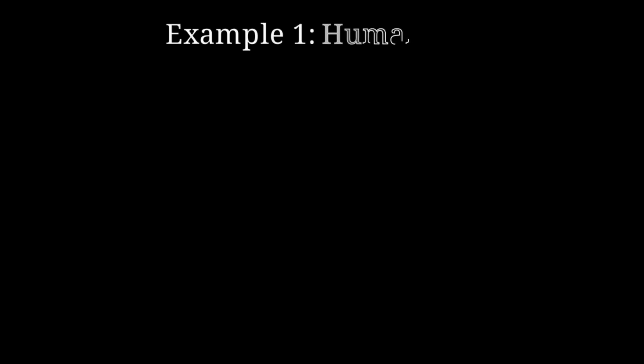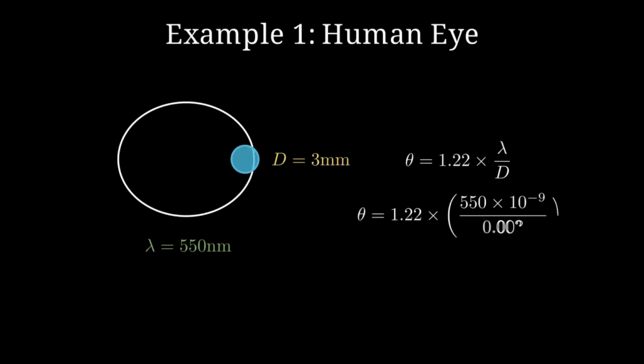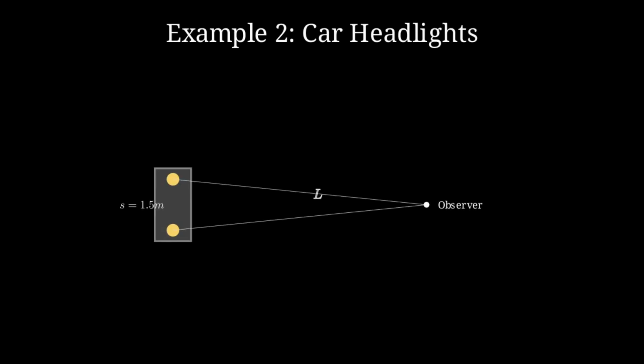Let's calculate the resolution of the human eye. With a pupil diameter of 3 mm and green light, the angular resolution is approximately 0.22 milliradians. This determines how far away you can read a sign. Using our calculated angle, we can find the maximum distance at which two headlights appear separate. For a standard car, this distance is roughly 6 to 7 kilometers under ideal conditions.